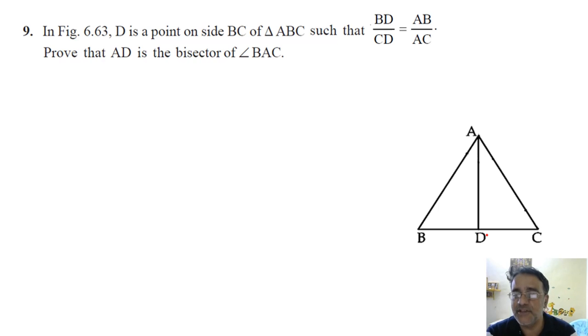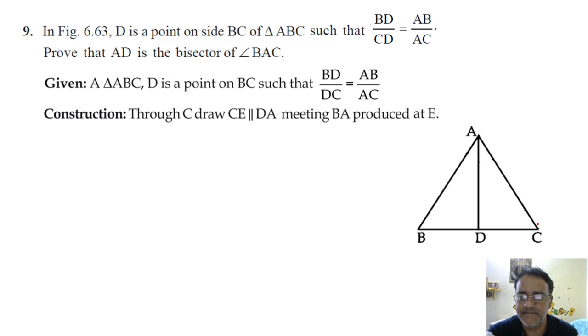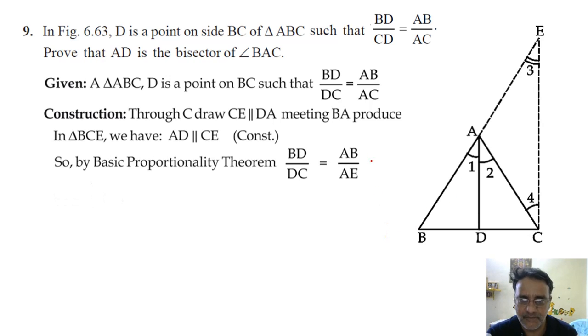Okay. Here also we will do the same construction. C से हम लोग एक parallel line draw करेंगे. Right. We are drawing one parallel line and we'll extend this one. Both will intersect at point E. फिर से 1, 2, 3, 4 ले लिए हम लोग. Right. Now what is given, that BD upon DC is equals to AB upon AC, and by basic proportionality theorem what we can write, BD upon DC is equals to AB upon AE. ठीक है, वो वाला पार्ट हम लोग पहले लेंगे. This is clear?